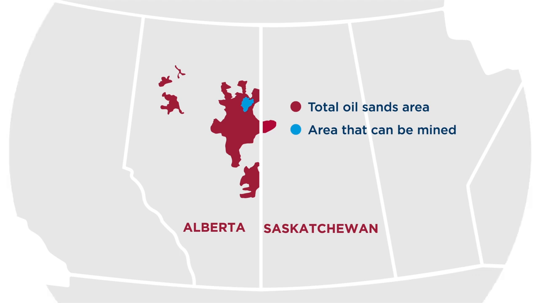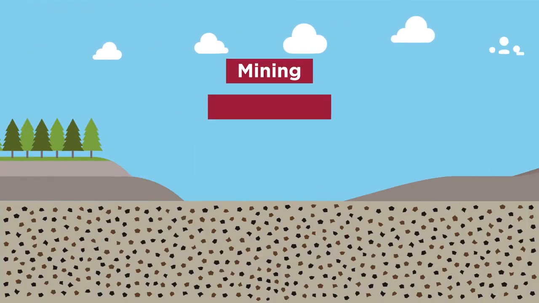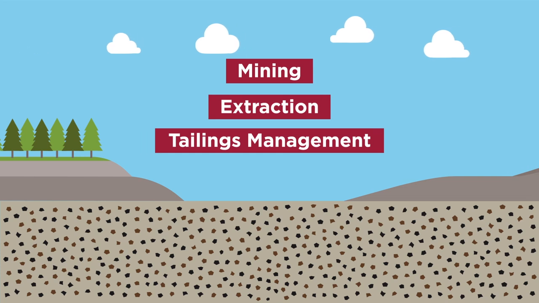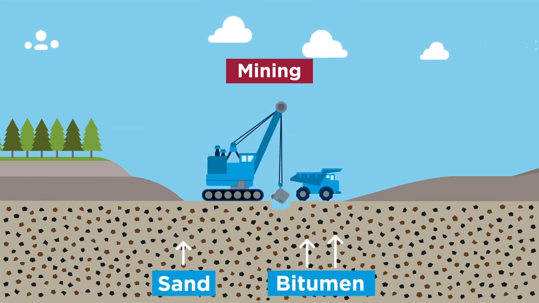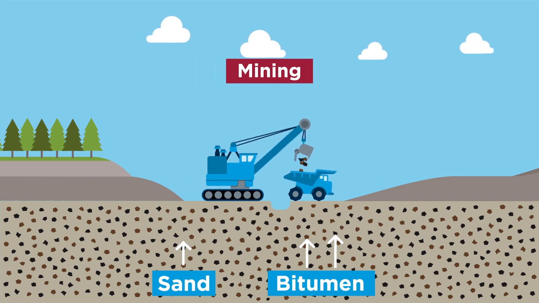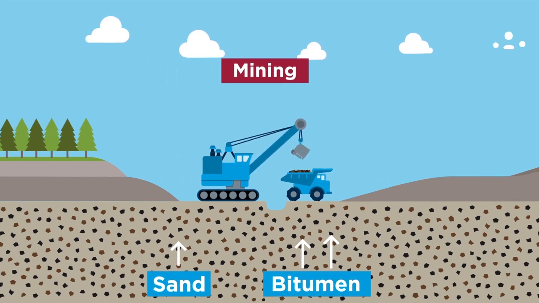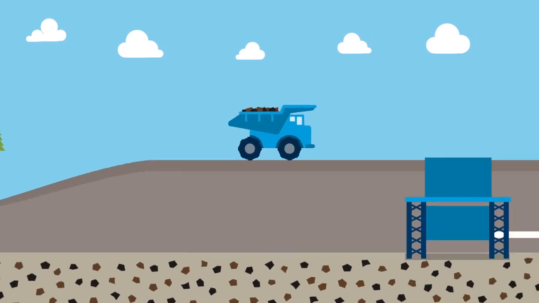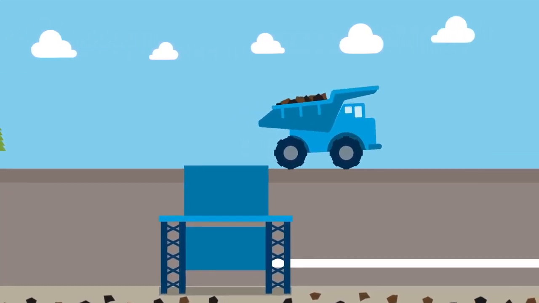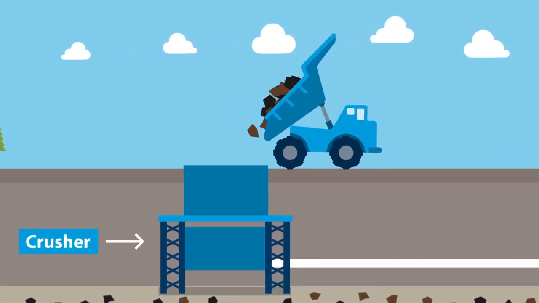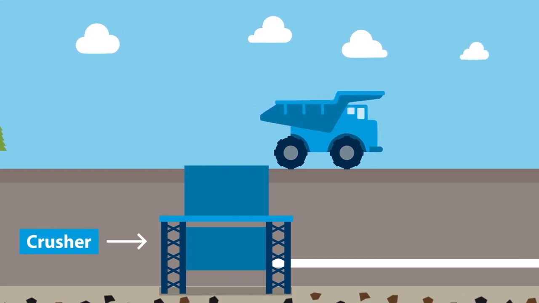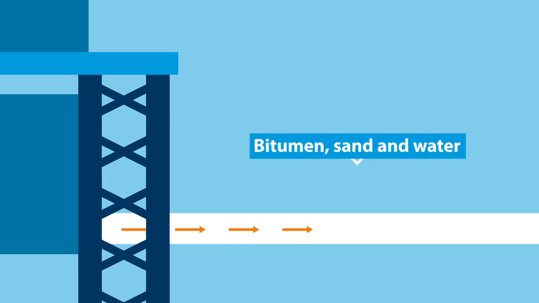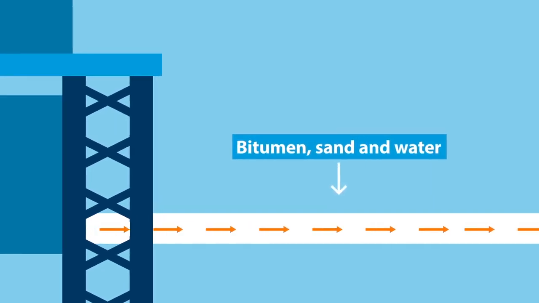Oil sands mining is a three-stage process: mining, extraction, and tailings management. Typically, in mining operations, the oil sands are scooped up by large shovels and loaded into heavy haul trucks. The trucks deliver their load to a crusher, which breaks down the large clumps of bitumen and sand in preparation for transport. There are several methods of transport. One is hydrotransport. Water is added, and this mixture is sent to the extraction facility by pipeline.